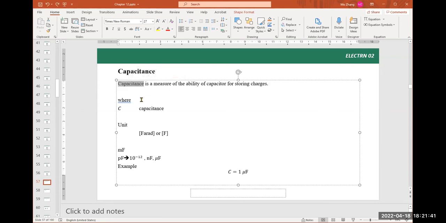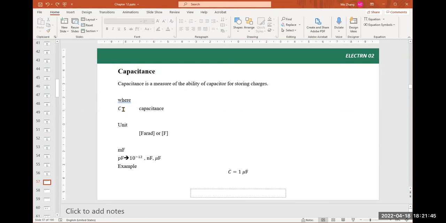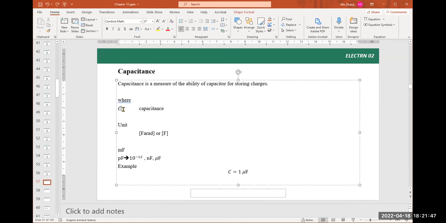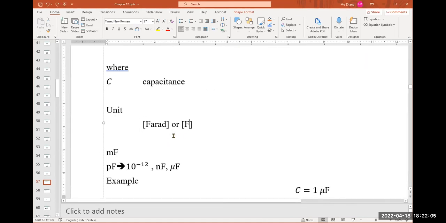The symbol of capacitance is uppercase C. This is uppercase, so that represents capacitance. In other words, uppercase C is the symbol of capacitance. The unit for capacitance is called the farad, or F.